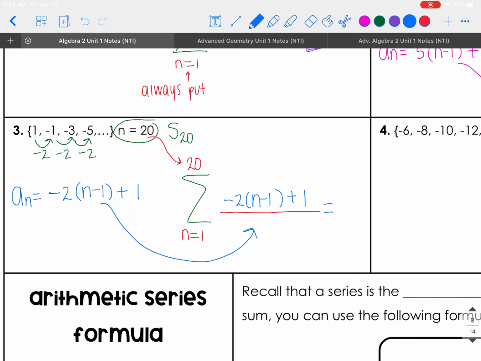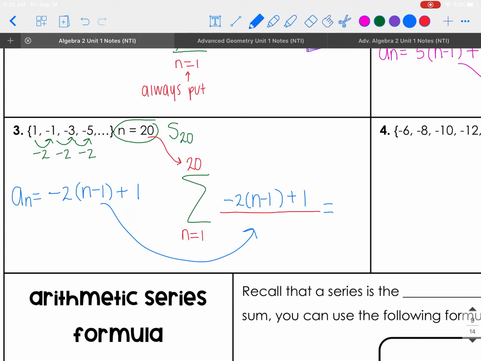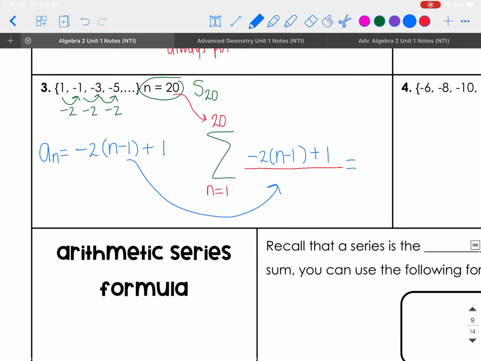I'm going to go up and type in 20. And then go over inside the parentheses, -2, parenthesis, x minus 1, parenthesis, plus 1. And negative 360 is what we get.